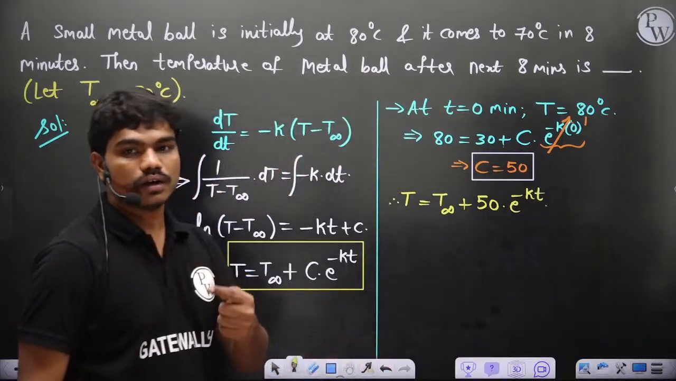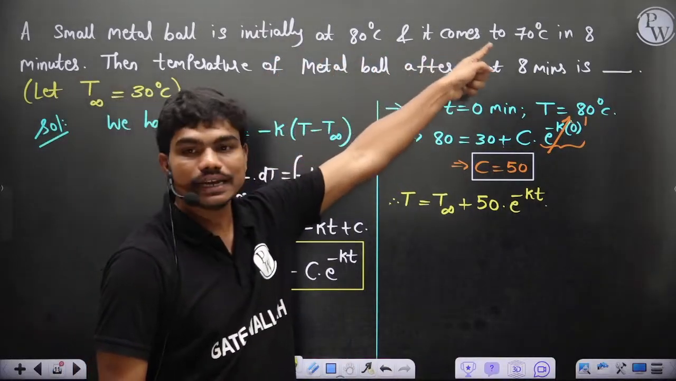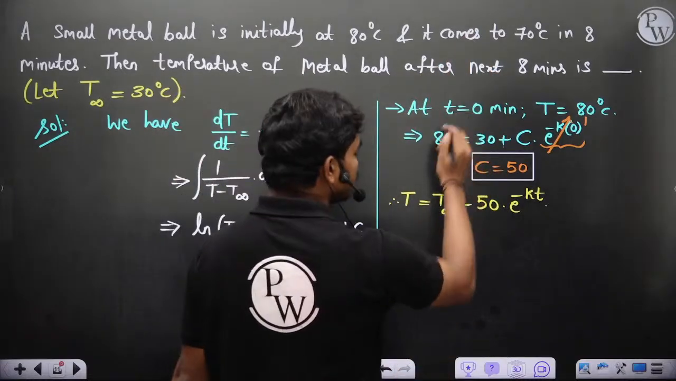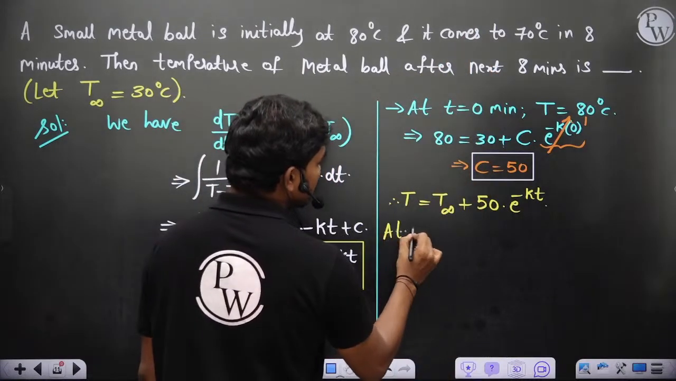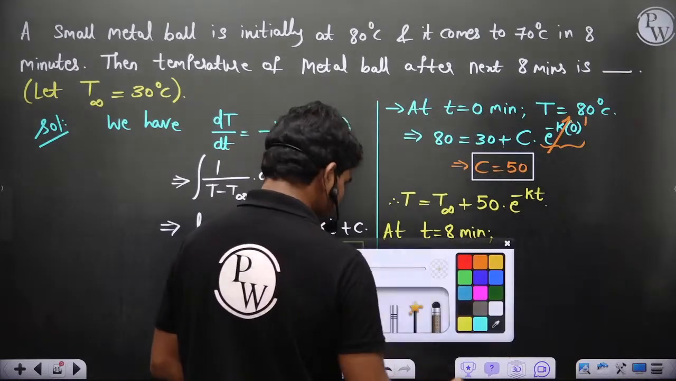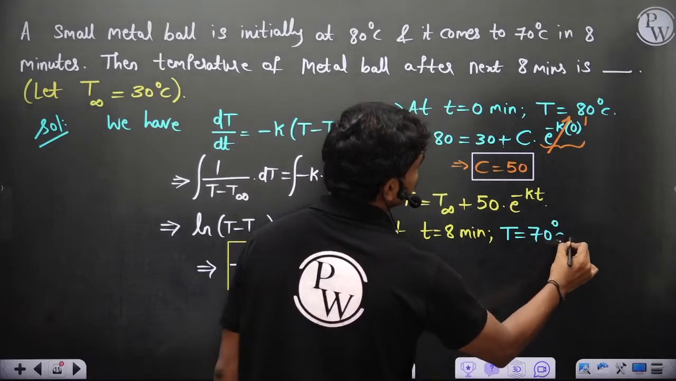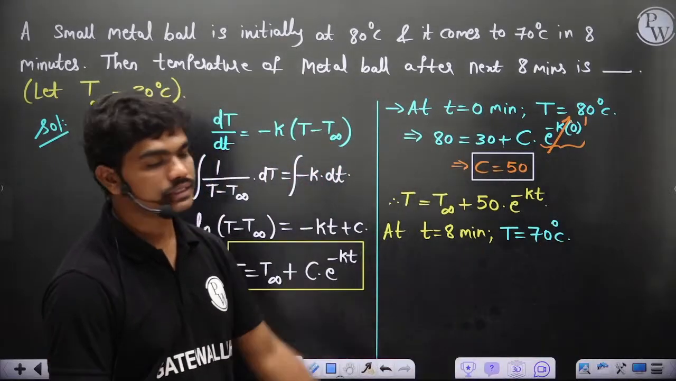Now I have given you one more condition. The body is initially at 80 and it comes to 70 in 8 minutes. So if you start from t equal to 0 minutes, at t equal to 8 minutes, the temperature of the body has come up to 70 degrees Celsius.